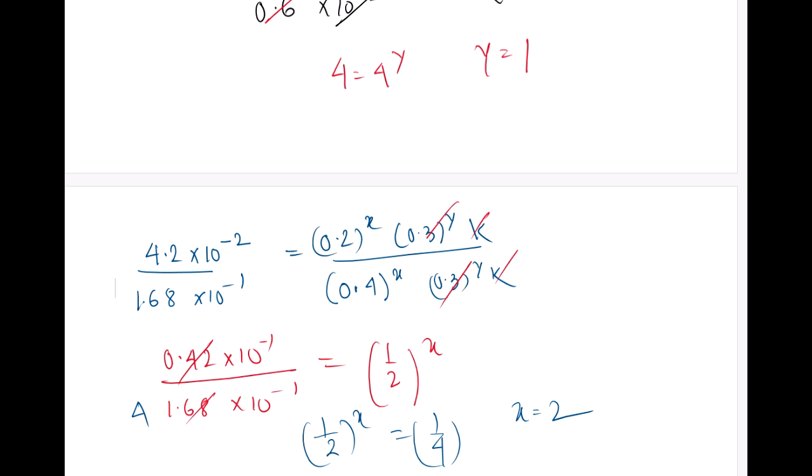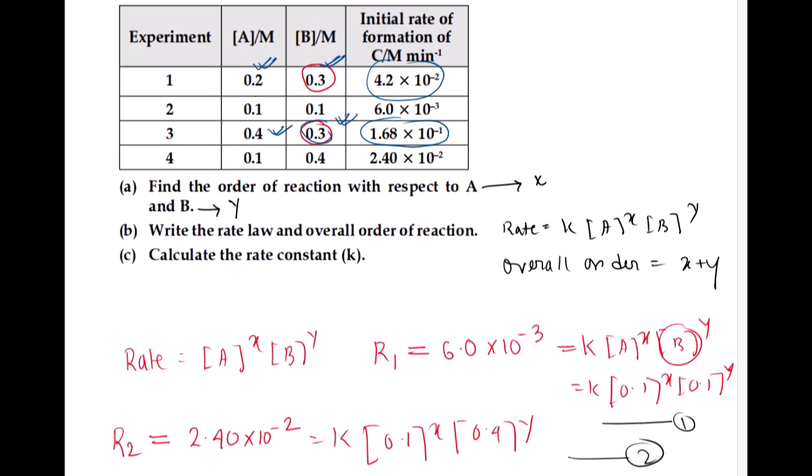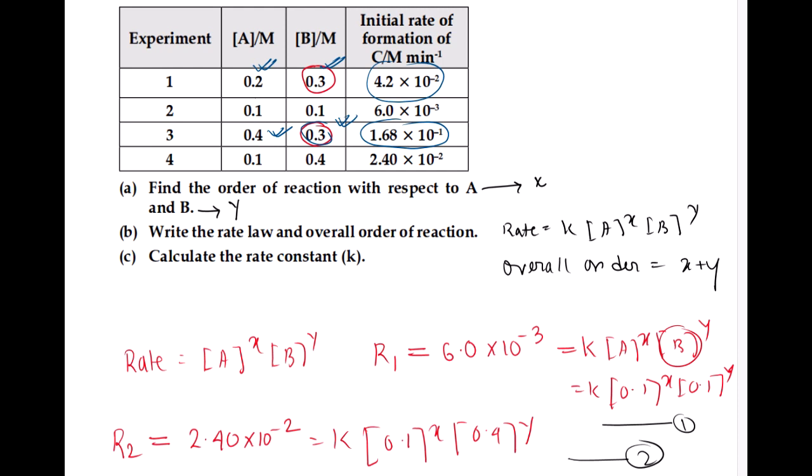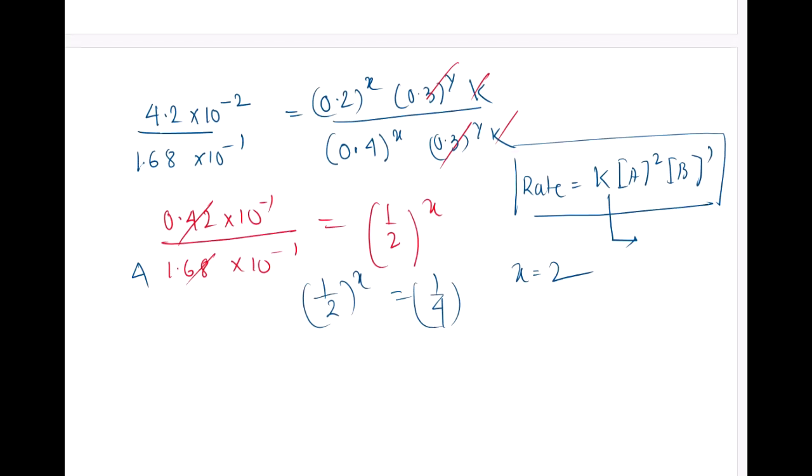So let's write. Rate equals rate constant, concentration of A squared, concentration of B to the power 1. So this will be the rate law. Now if we want to know the rate constant, what will we do? We will take any one of the equations and put the A value and B value. Suppose we take equation 1, experiment 1. We will put the A value and B value, 0.2 and 0.3, and we will put the rate as 4.2 into 10 to the power minus 2. That's simple.